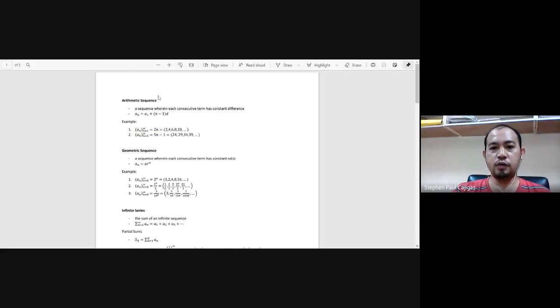But before we go into a series, we will discuss two types of sequences that will help us evaluate if a given series is convergent or divergent. So first is the arithmetic sequence.